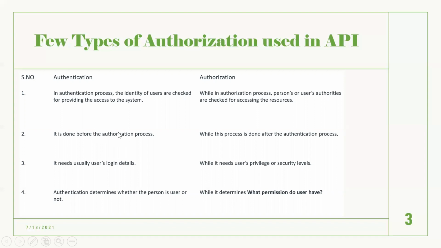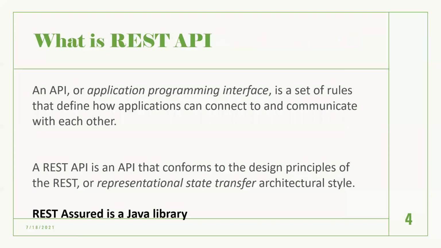Authentication is done before the authorization process. If you want to achieve authorization, first authentication should be done. While authorization is done after the authentication process. Authentication usually needs a user's login details, while authorization needs a privilege or security level. That means it needs a token or the authorization which is generated from the authentication. Okay, that's all.